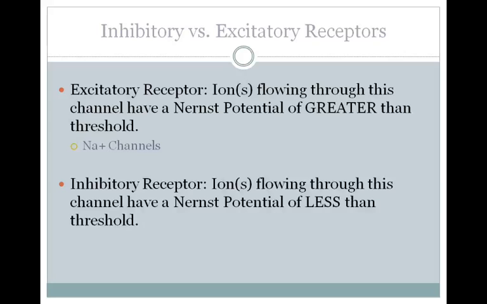Inhibitory receptors, on the other hand, will open up ion channels that allow an ion or ions to flow through that have a Nernst potential of less than threshold. This means that this ion channel is going to want the membrane potential to be below threshold, which will keep the neuron from firing and inhibit it. Potassium and chloride channels are the two most common inhibitory channels. Potassium, as we know, has an equilibrium potential that's well below threshold. You open up potassium channels, potassium is going to leave the cell and cause an IPSP and hyperpolarize the cell membrane potential.